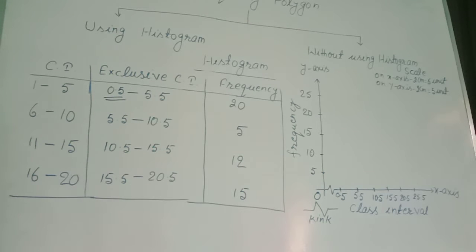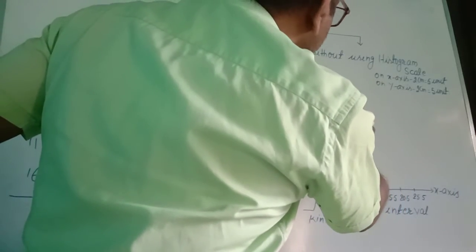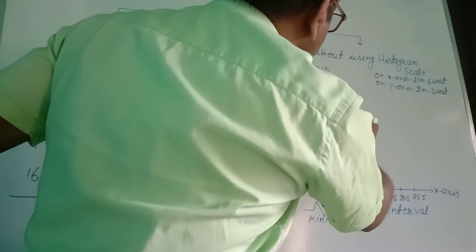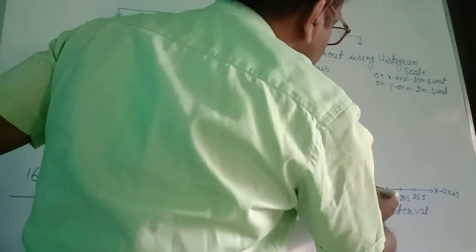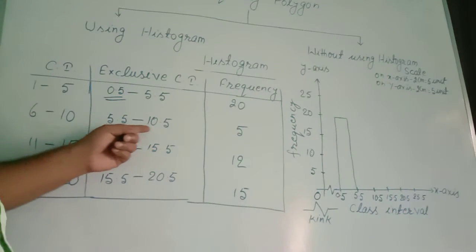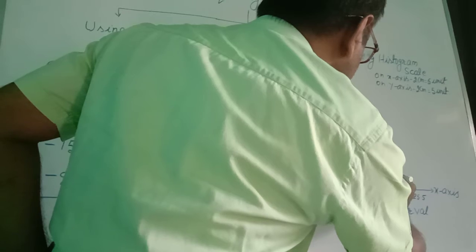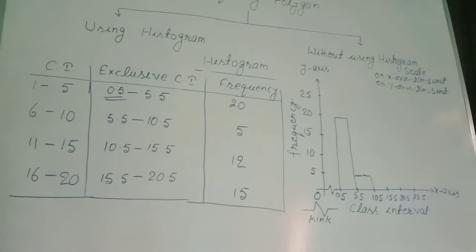So for the first class interval, as we are seeing, 0.5 to 5.5, the frequency is 20, and 20 is here. From here we draw the vertical line, then we draw these two vertical lines, and here it is joined. Second is 5.5 to 10.5, frequency is 5. So this frequency is here. From here we have drawn this line, and it is joined there, at 10.5.